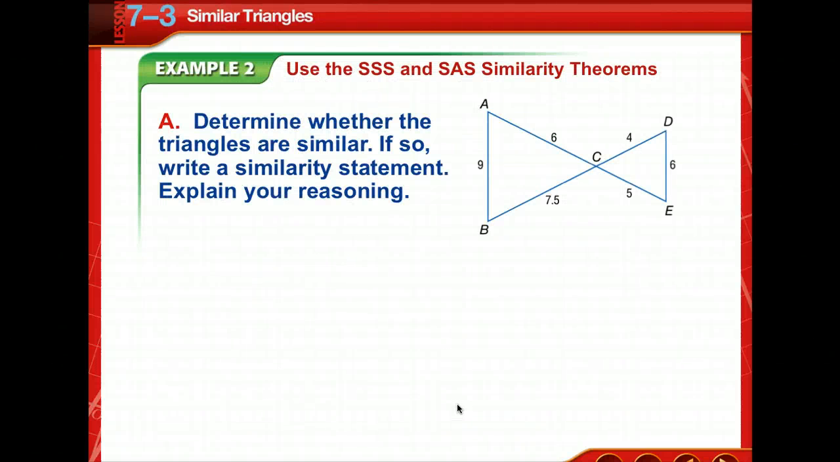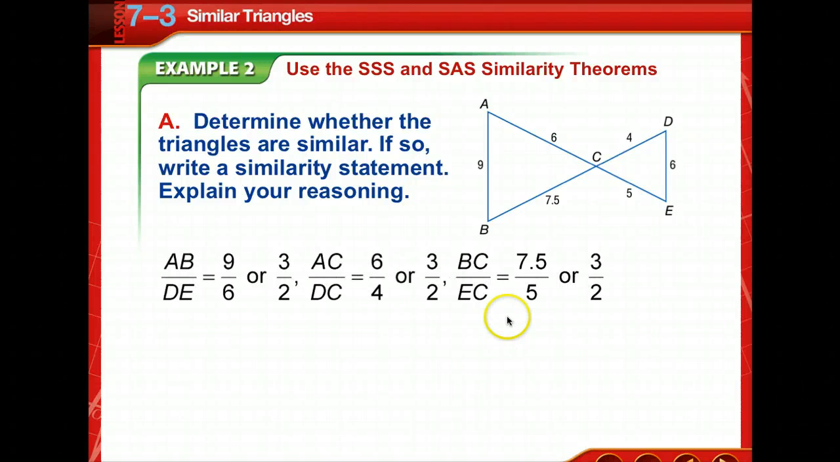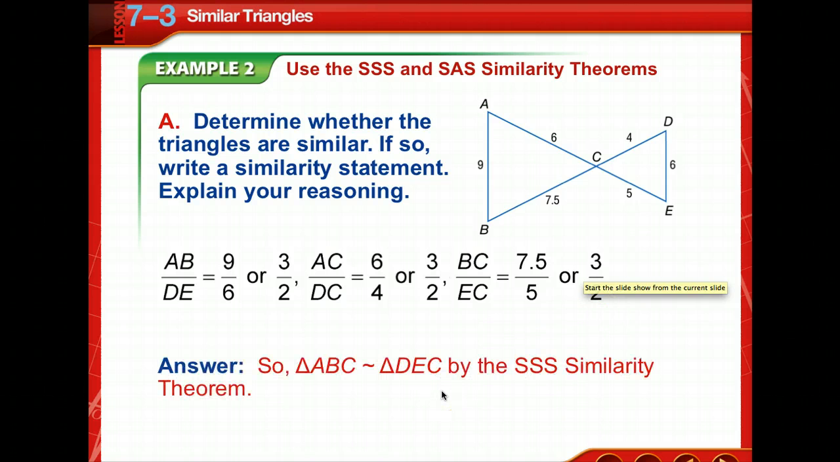Now we're going to use the side-side-side and side-angle-side similarity theorems. So determine whether the triangles are similar, and if so, write a similarity statement. So let's look. For AB, we've got 9 over 6. That gives us a scale factor of 3/2. AC, 6 over 4, is again 3/2. And BC over EC, we've got 7.5 over 5. That is also 3/2. So we can say that triangle ABC is similar to triangle DEC by the side-side-side similarity theorem.